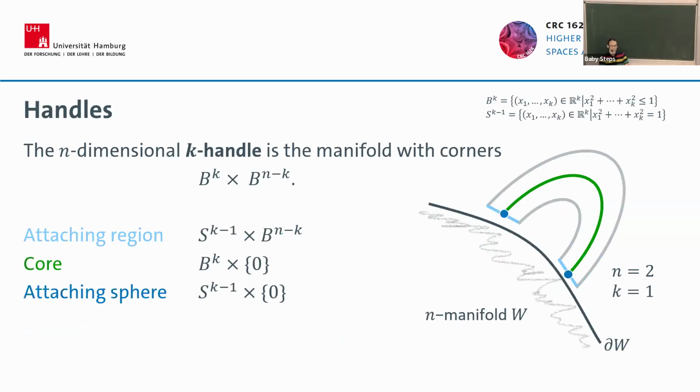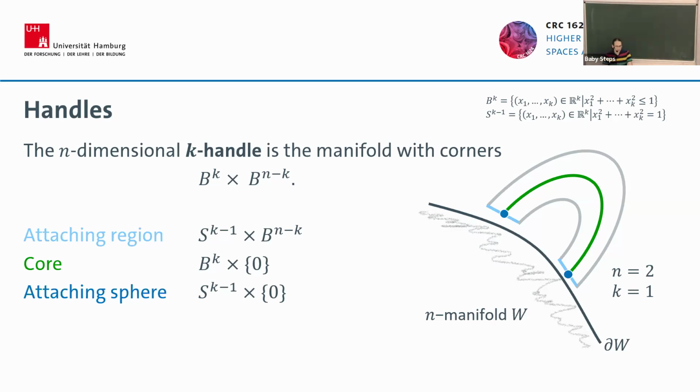These are called handles. So an n-dimensional k-handle is a manifold with corners presented as the product of a k-dimensional ball and an n minus k-dimensional ball. For example, a two-dimensional one-handle is drawn here on the right. It's just a product of two intervals, so it's a rectangle. So it's drawn in a bent way here. We're doing topology after all.